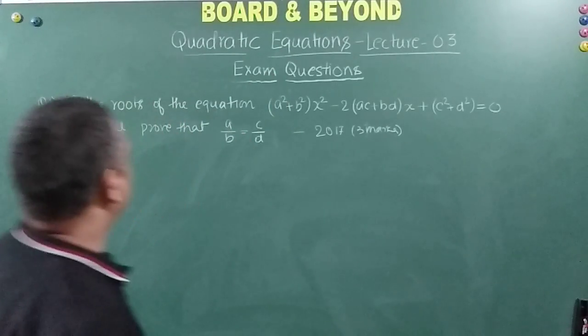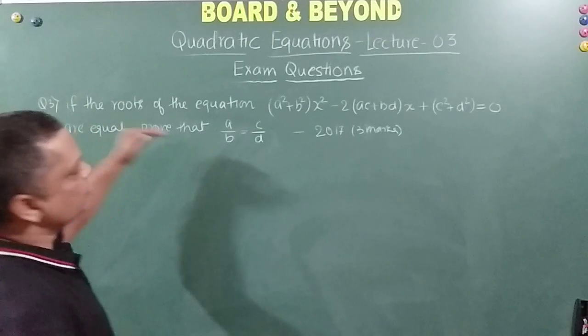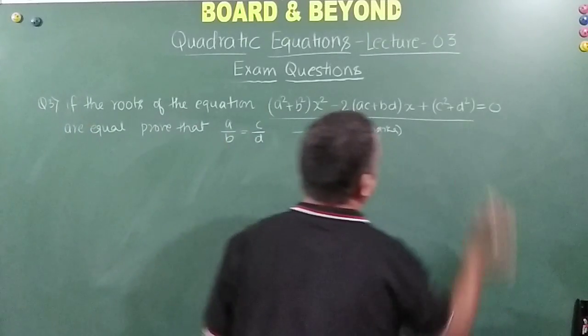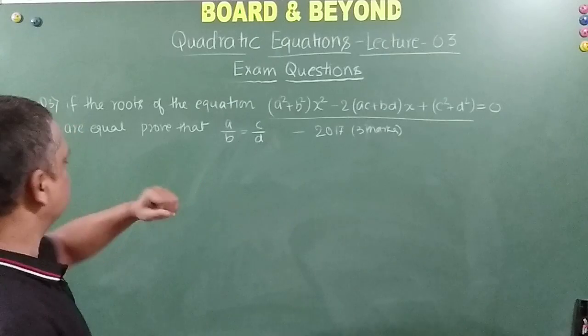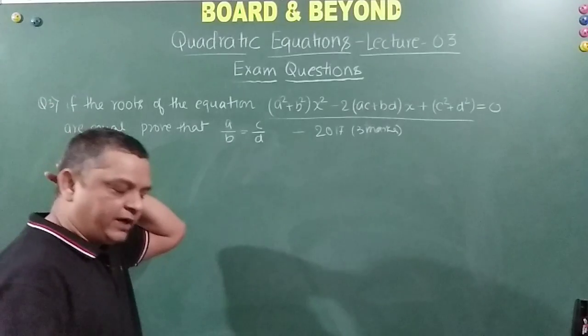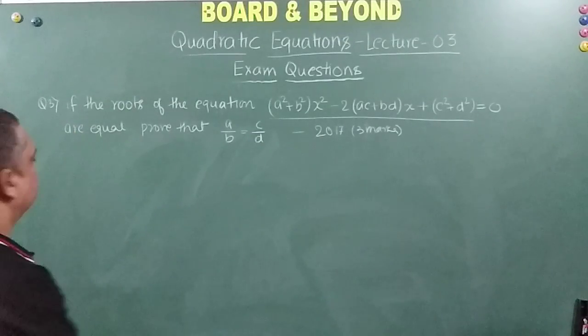Right, friends? So I have taken down the question on the board now. So if the roots of the equation, this is the equation given to you, my friends, is equal to 0, that is the equation, are equal, prove that this is equal to this. It appeared in 2017 for 3 marks, right? So let's try to solve it.